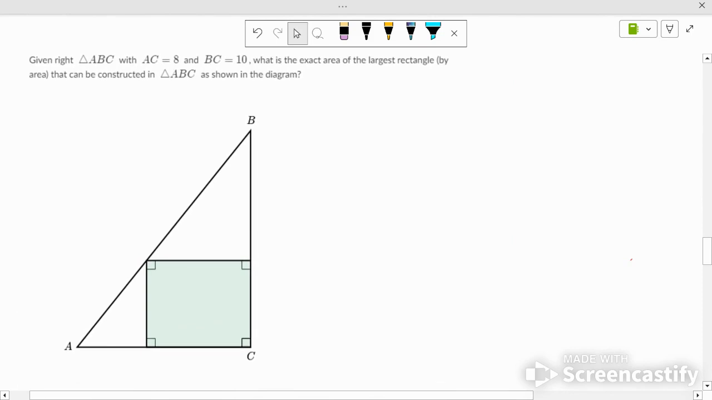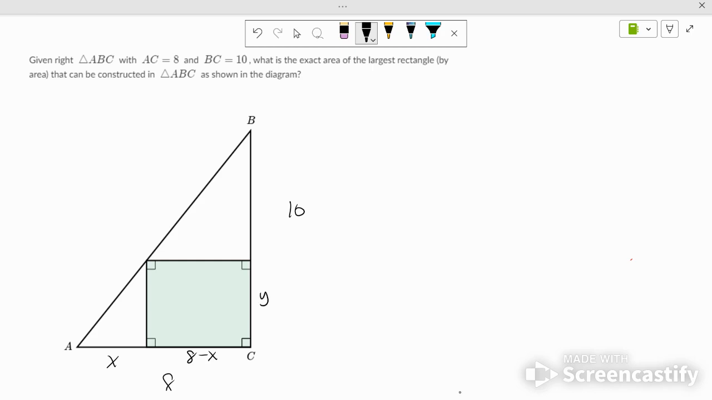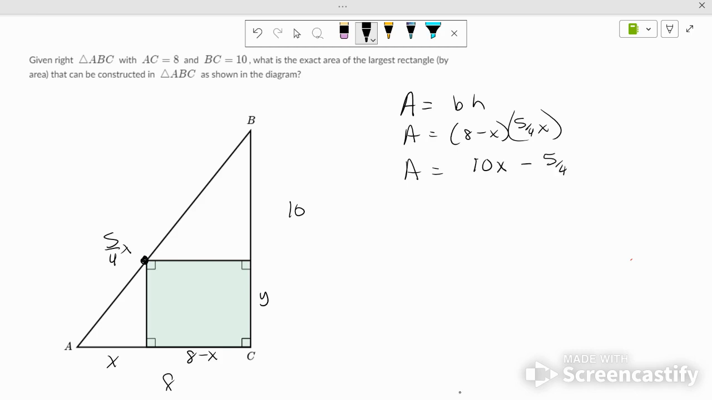Now let's do one with area. Same problem, but area. So this is 10, this is 8, so this is x, how far it is away. So this would be 8 minus x. And this is y, which the height of it is 5/4 x from the last problem. Okay? So area of a rectangle is the base times the height, or in this case, it's 8 minus x times 5/4 x. So the area is 5/4 times 8 is 10x minus 5/4 x squared.